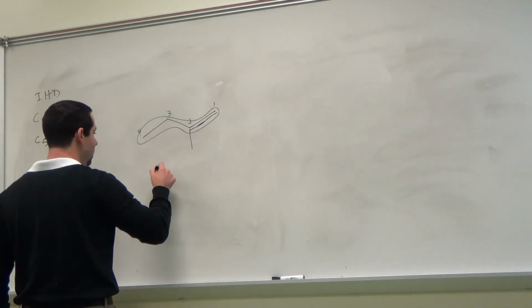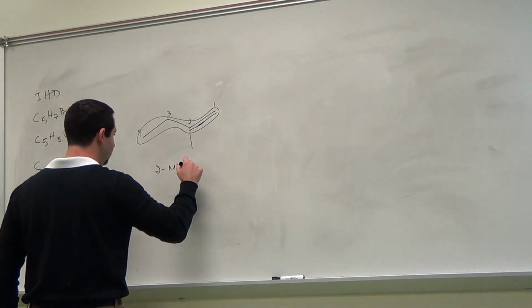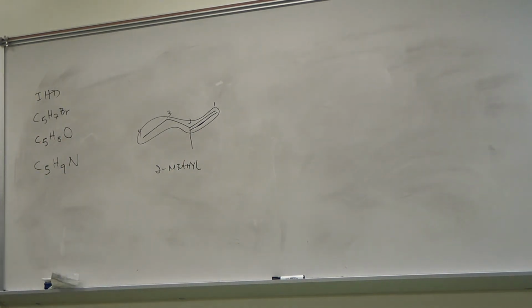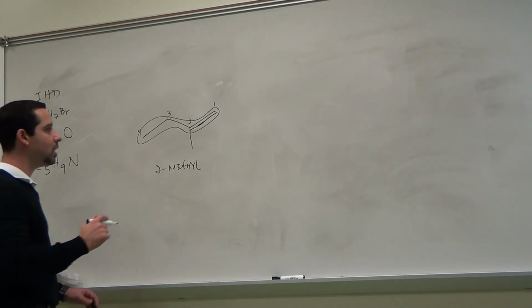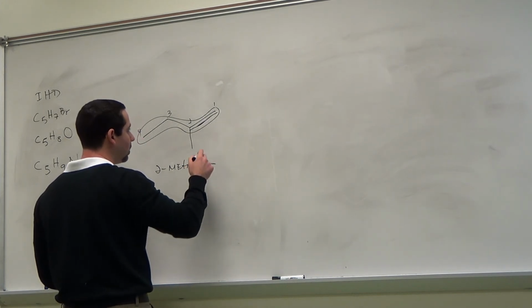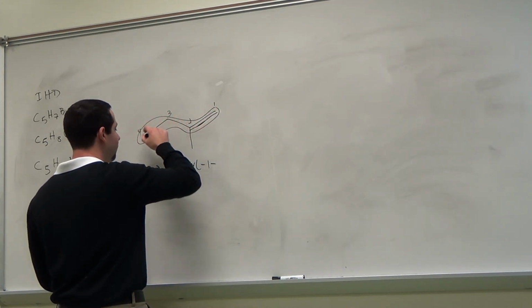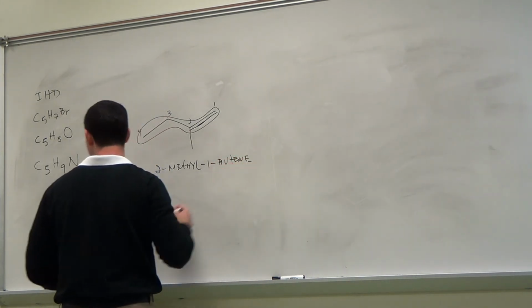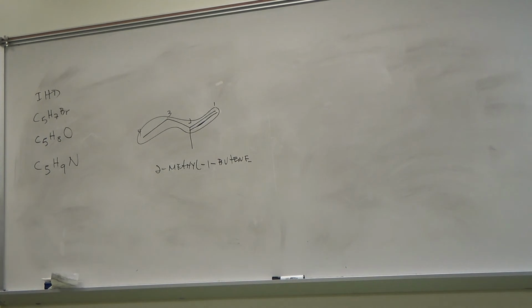On carbon 2, what do you have? That methyl. Now, you always have to say where the double bond is. Where is the double bond here? Carbon 1. So this is called 2-methyl-1-butene. The ending is "ene" for alkene. If the ending were "yne", it would be an alkyne.